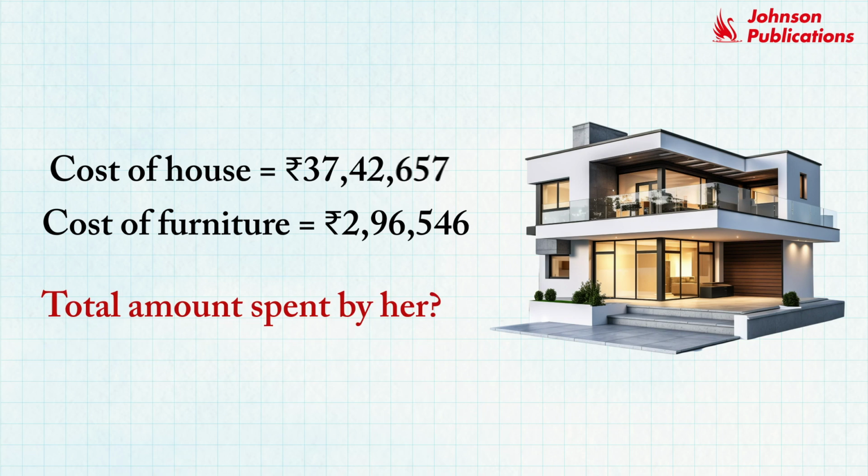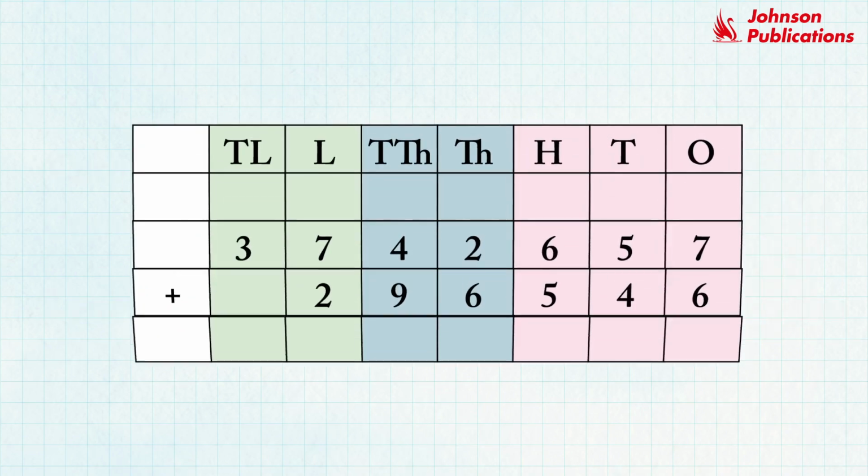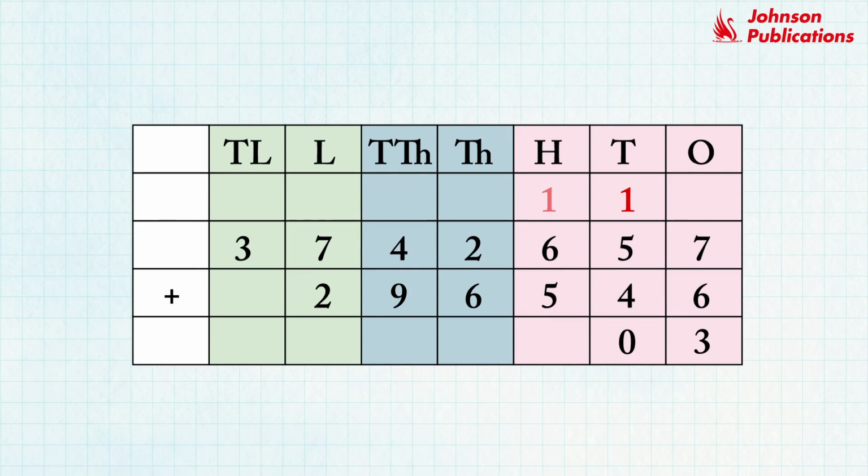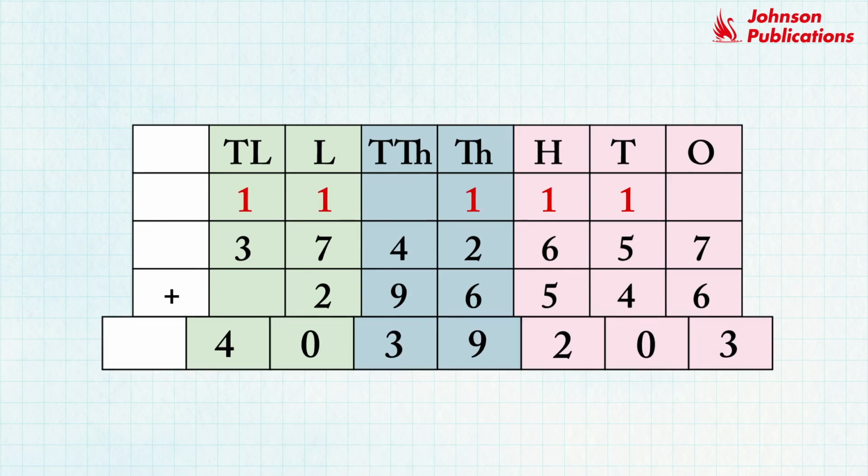Cost of the house is this. Cost of the furniture is this. We will add these two numbers to find the total expenditure made by Savita. So, this is the total amount spent by Savita.